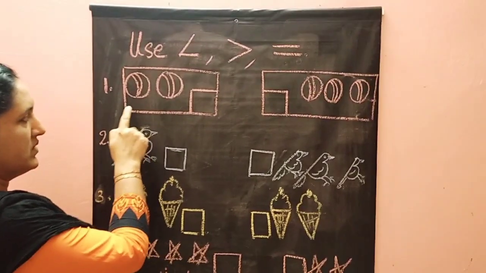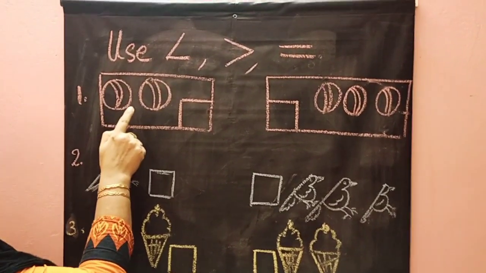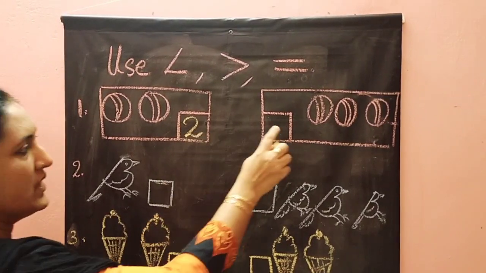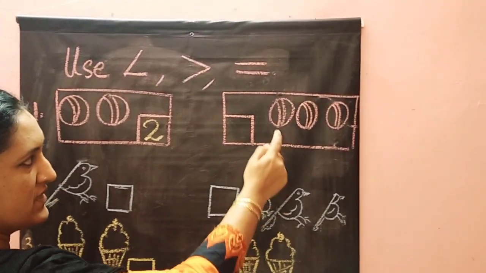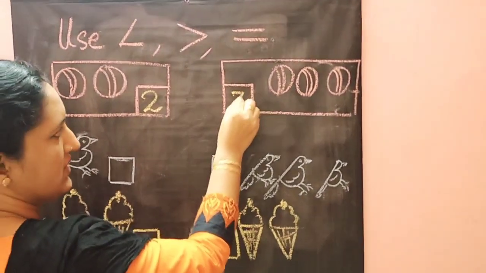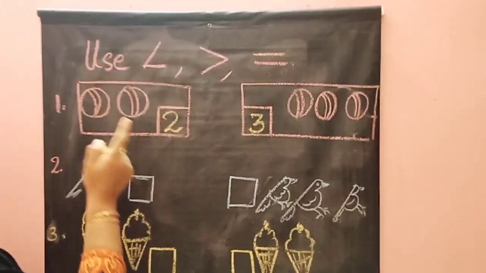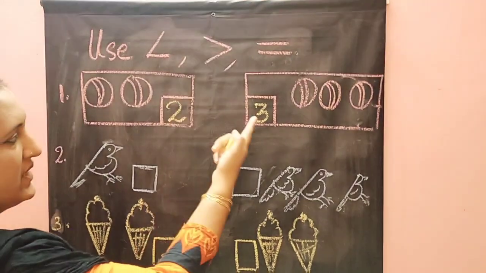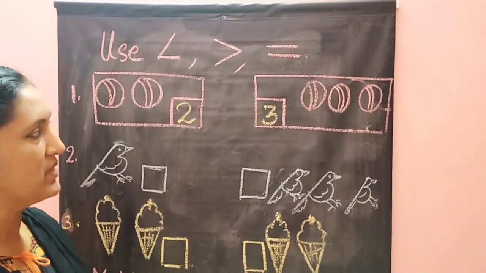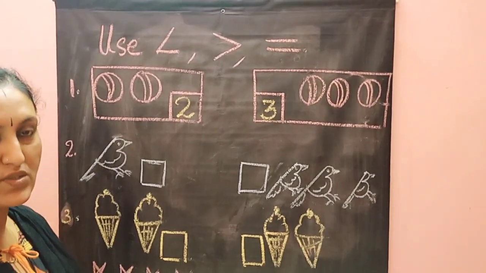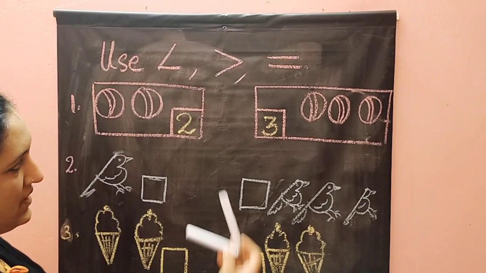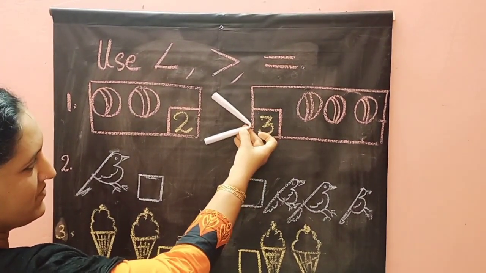In this group, how many balls are there? 1, 2. In this group, how many balls are there? 1, 2, 3. Isn't it? So here 2 is compared with 3. So tell me which symbol we want to use here. Is this one? No.